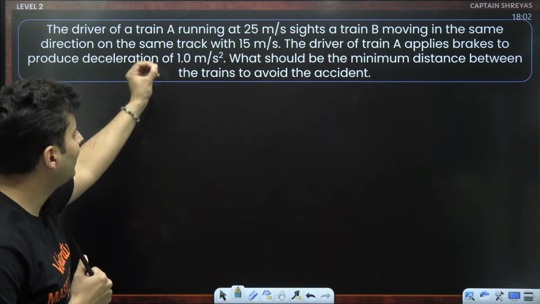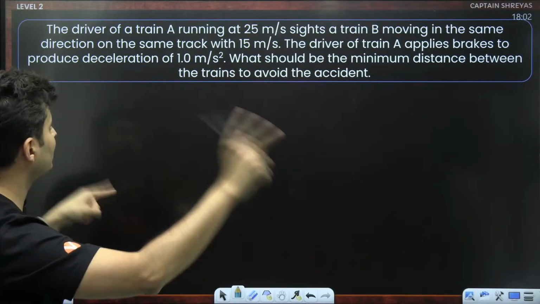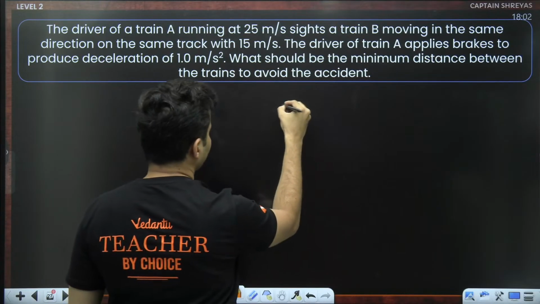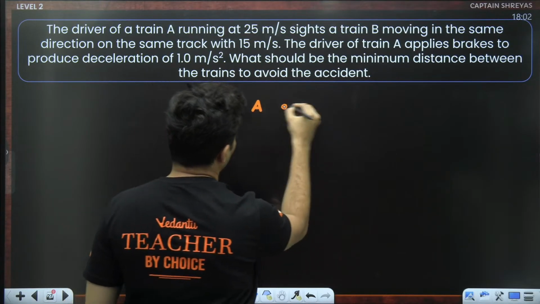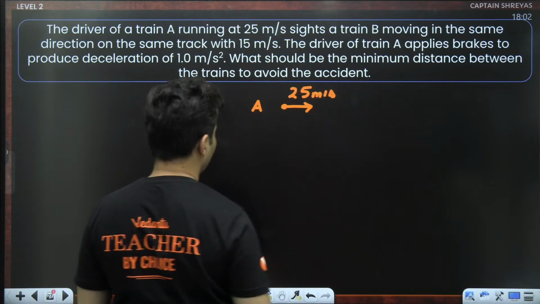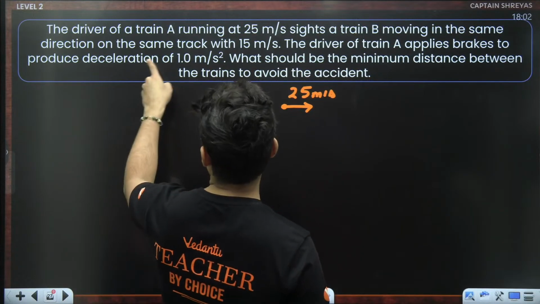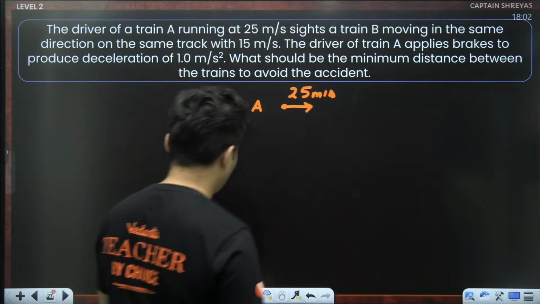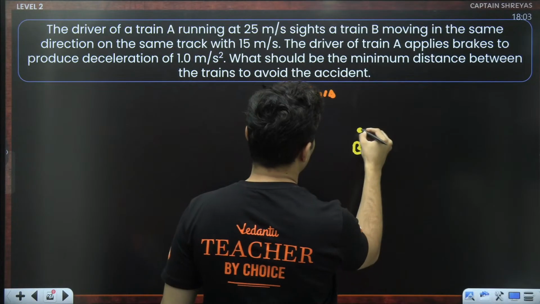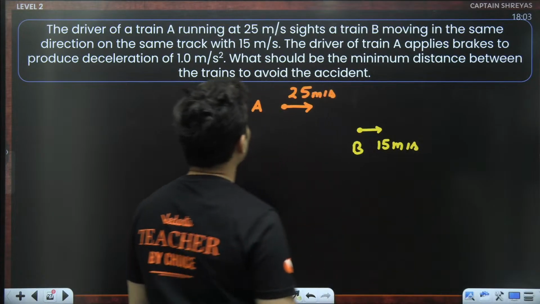How do we solve this? The driver of train A running at 25 sees a train B ahead, same direction, same track, but a lower speed. So let's say this is train A moving with certain speed of 25 meters per second. And how much is the distance? We do not know that distance. Some distance is there. Okay, so this is basically your train B. It's moving at a lower speed of 15 meters per second.